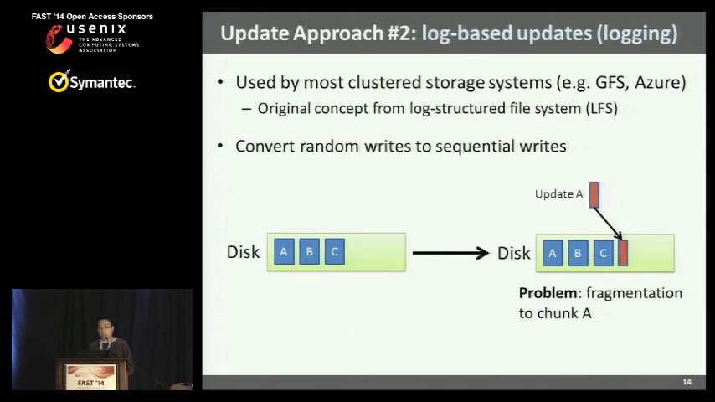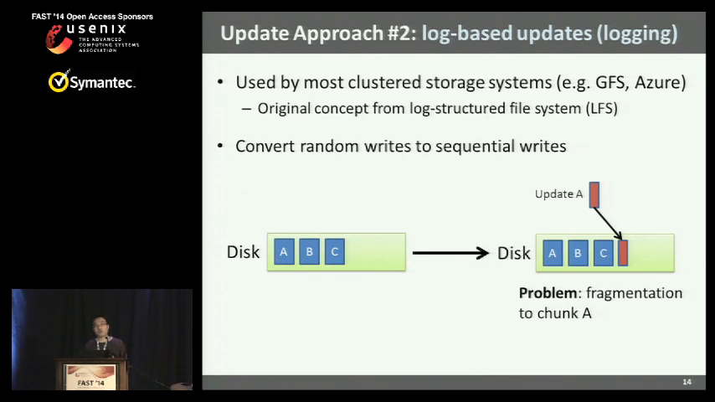Another one is the log-based update, where the main idea is you append the changes to the end of the chunks, and it's also used by the Google File System and Azure. The idea is that you try to convert the random writes to sequential writes. So instead of modifying the data chunks, you put the change at the end, so that later on, if you want to recover, you just read the delta and the original data, and you can compute the updated data. Unfortunately, this creates a fragmentation problem.